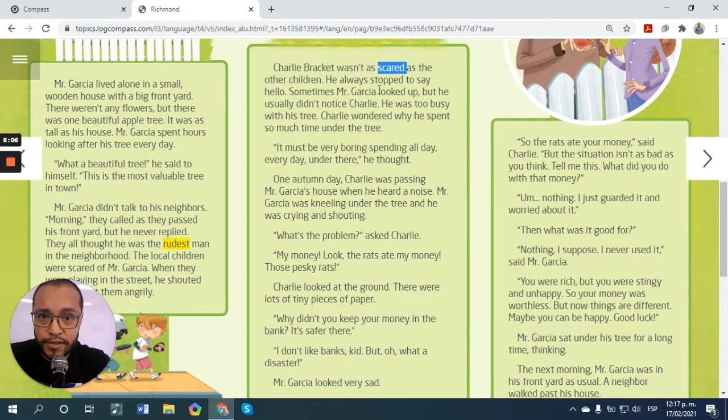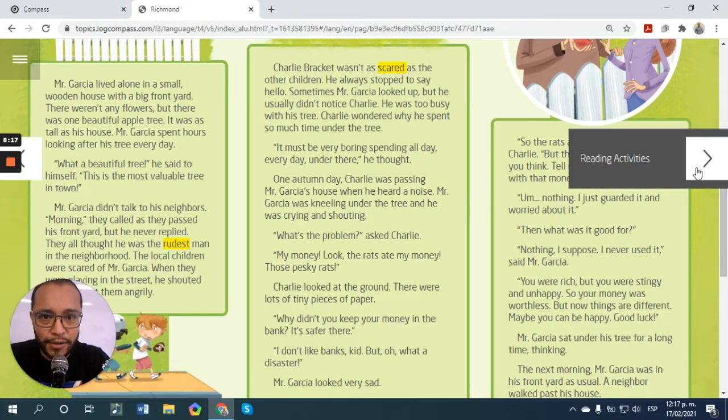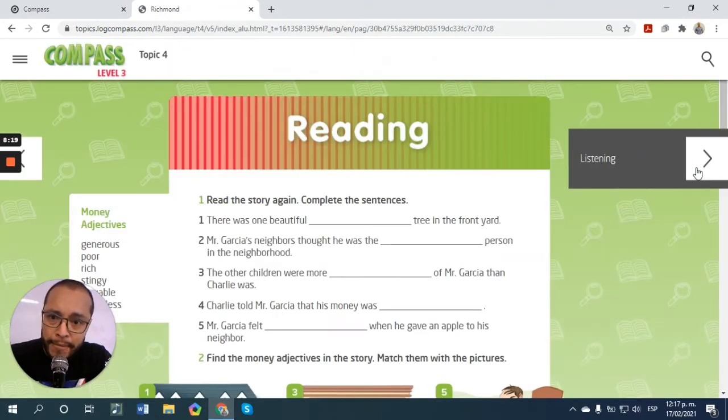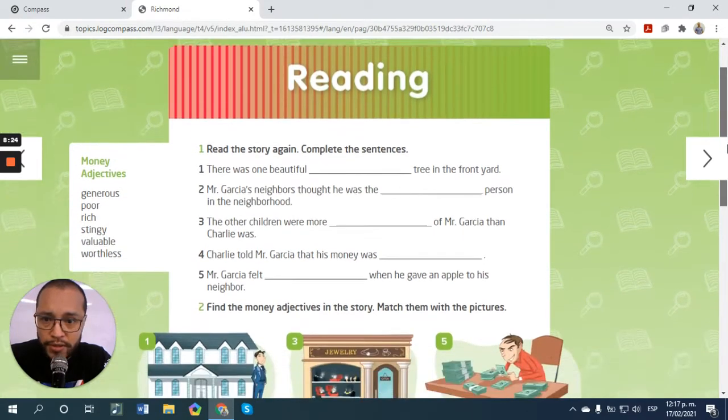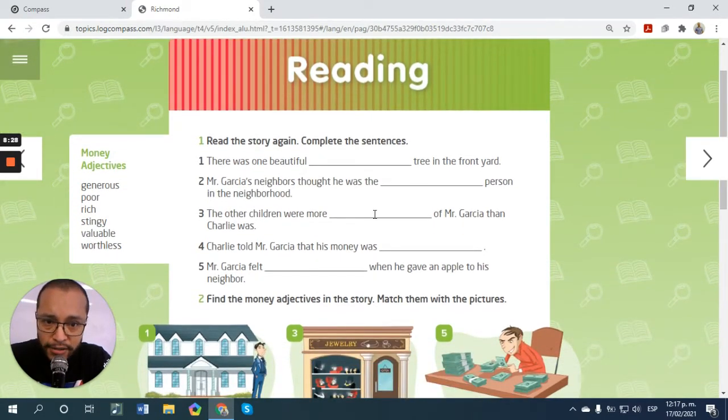Scared of. So this is the word that you gotta put there. Sorry, the selection just failed. But this is the word, scared, when you feel afraid of something or someone, in this case, Mr. Garcia was the scary person for the kids. Then it says Charlie was not as scared as the other kids, so the word we put there is the other children were more scared of Mr. Garcia than Charlie was.